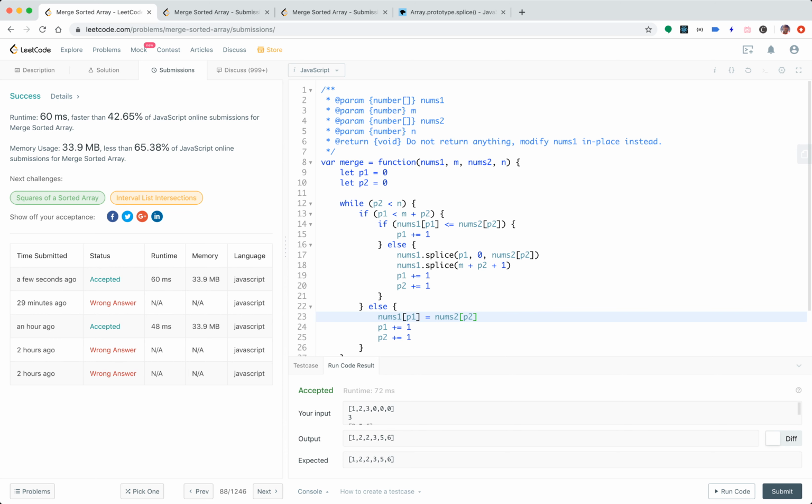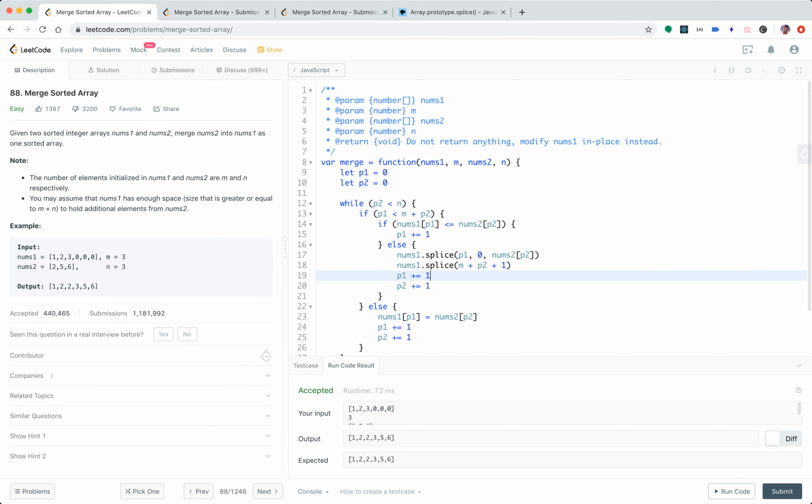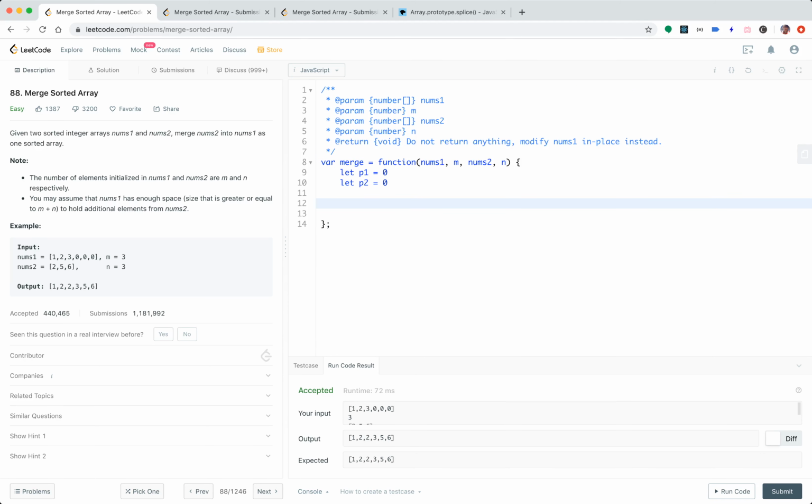There's a problem: splice is against the rule. I think these algorithm tests do not allow it. We cannot use splice because each insertion will cause a shift of the rest of the numbers. In that case, the time complexity will be m times n. For the worst case, all these numbers are 1, and all these numbers are 2, and all these numbers are 1. So every time it shifts 1, shifts 1, shifts 1.